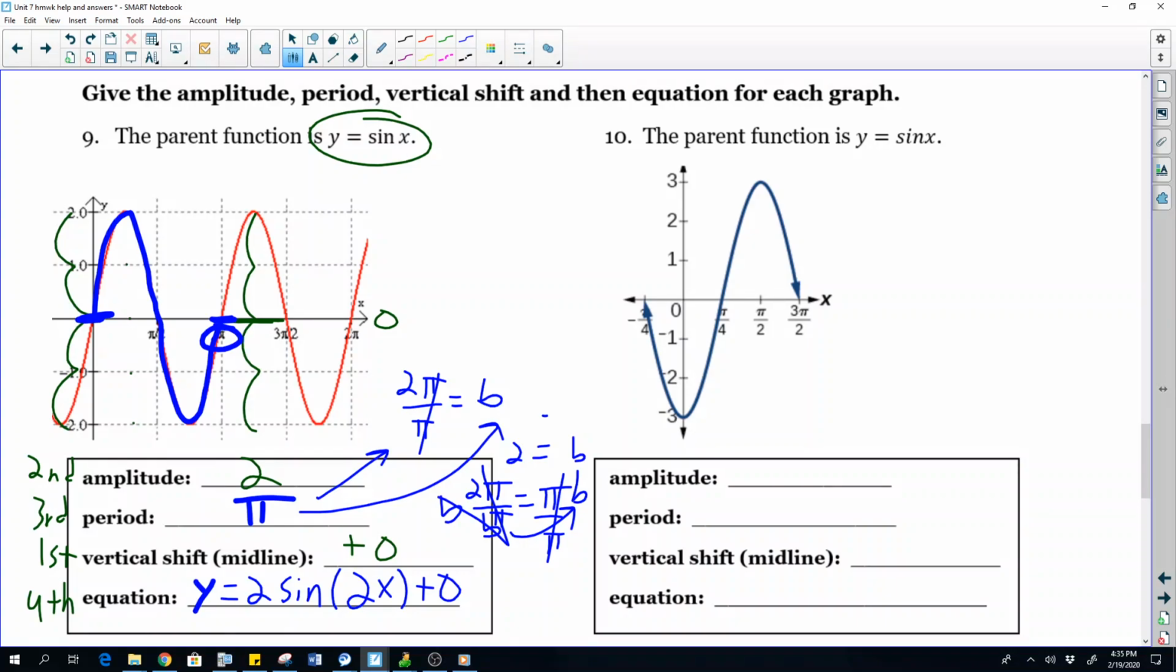Okay, let's try number 10. So again, oh my goodness, this is a sine function. Ugh. Looks like a phase-shifted sine function.